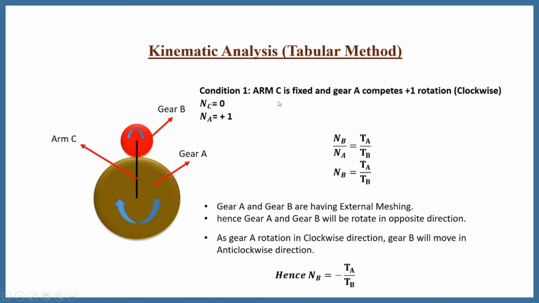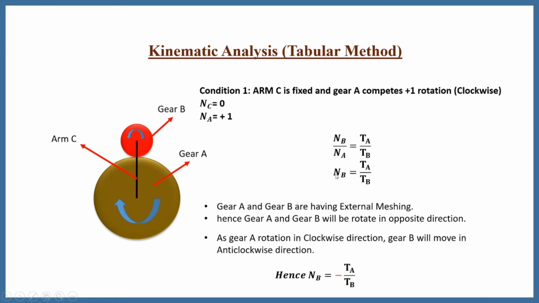When arm C is fixed and gear A completes plus one rotation, that means I allow gear A to complete one rotation. That means NA is equal to plus 1, one rotation in the clockwise direction, and since the arm is fixed, its speed NC is equal to 0. Now we know the velocity ratio, NB upon NA or NA upon NB. Here we are going to consider NB upon NA, which is equal to TA upon TB.